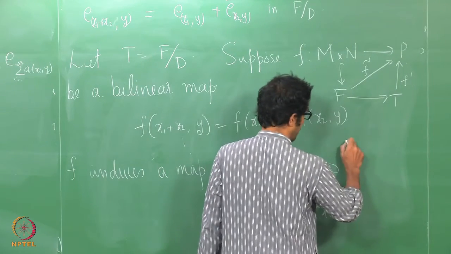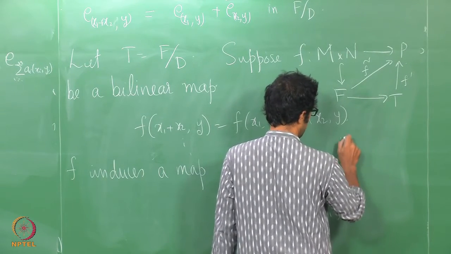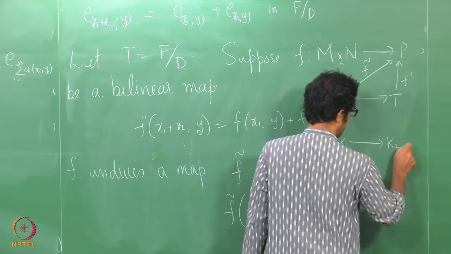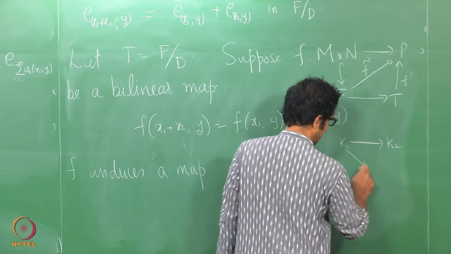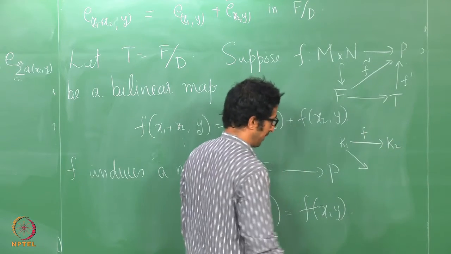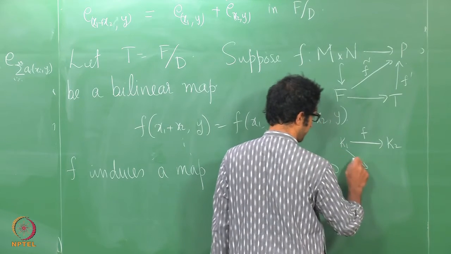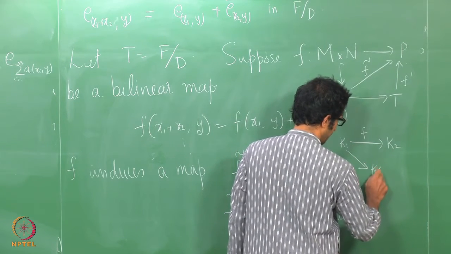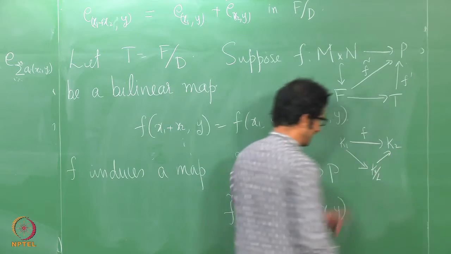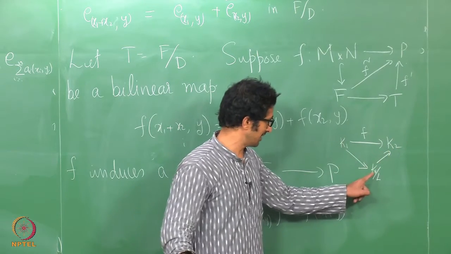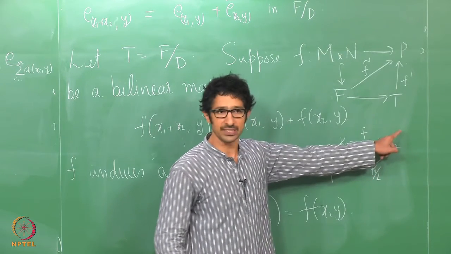Suppose I have a module homomorphism, let us call it K1 to K2, okay, and let us say L is a submodule of K1. When can I say that it will induce a map from here to here?